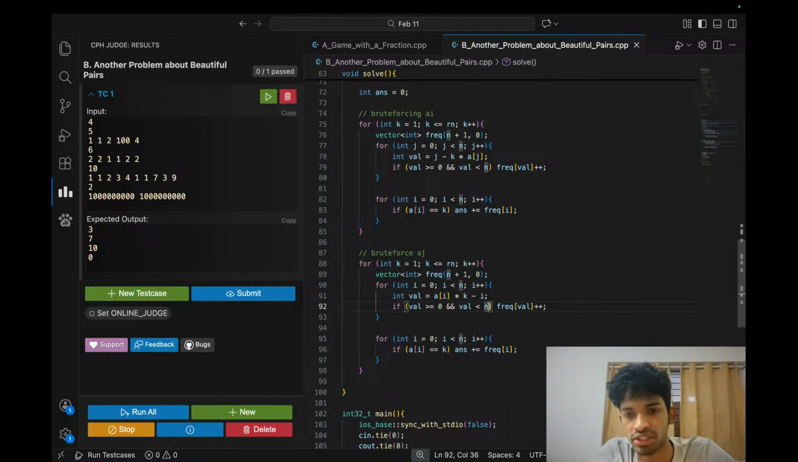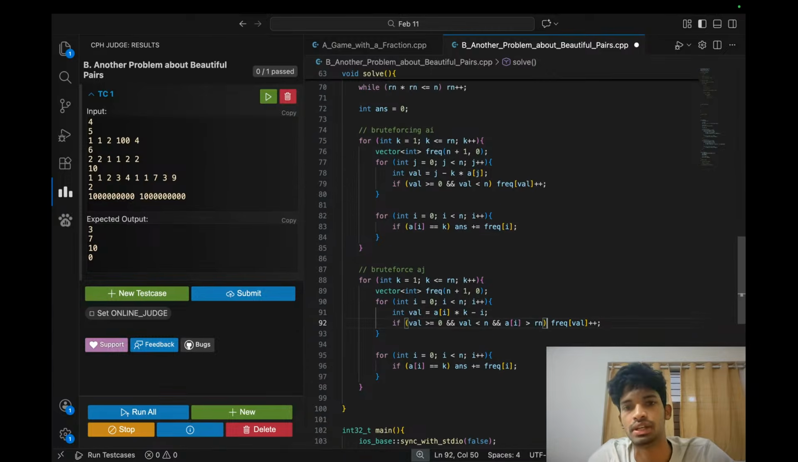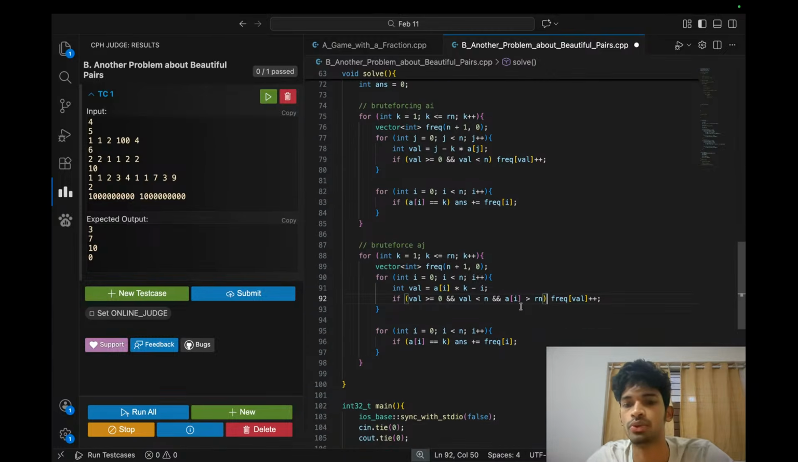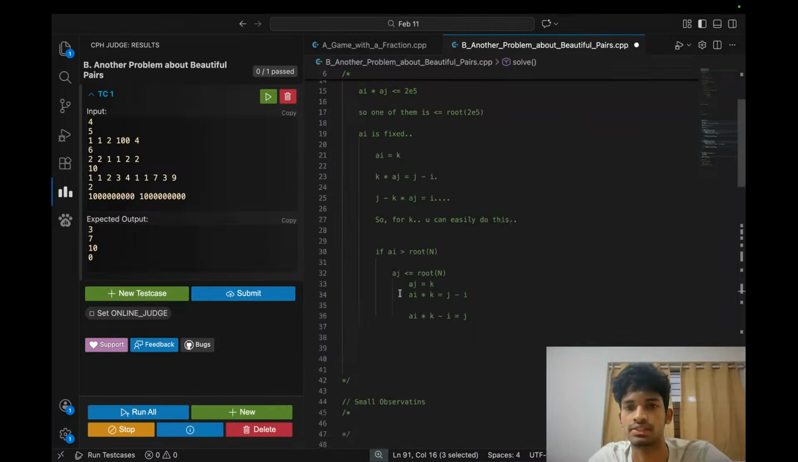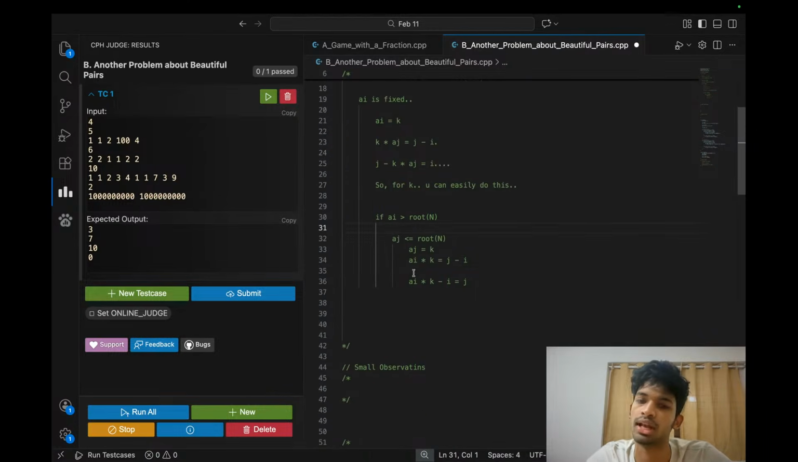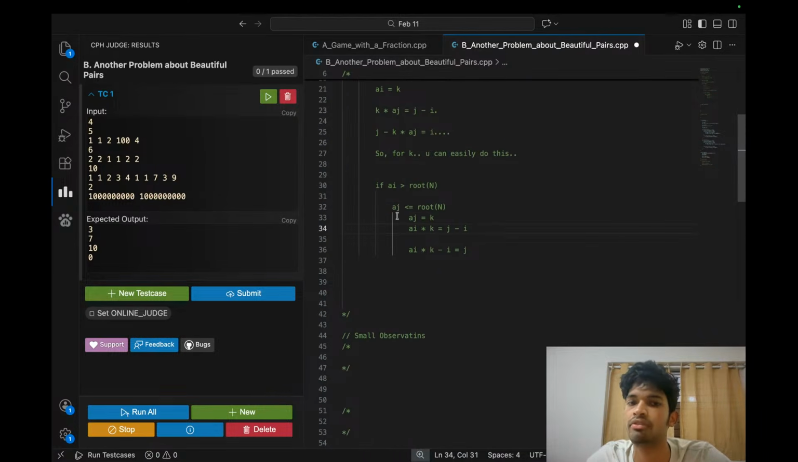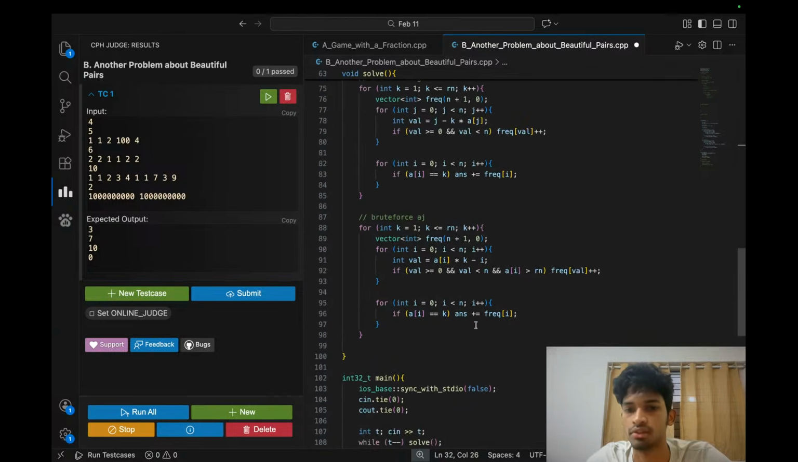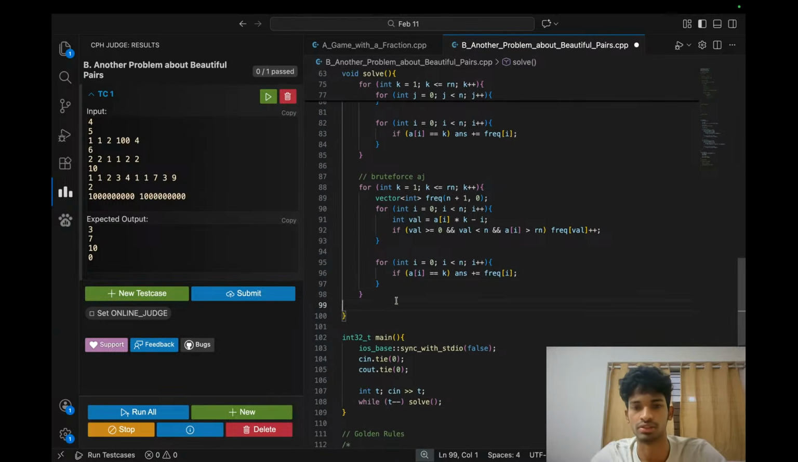But we have one more condition here, and a of i is greater than root n. We have this condition: if a i is less than root n, we cannot do that. We have to count such things where a of i is greater than root n, and this happens, then that's a pair where a j is less than or equal to that, right? So I think this is the answer.